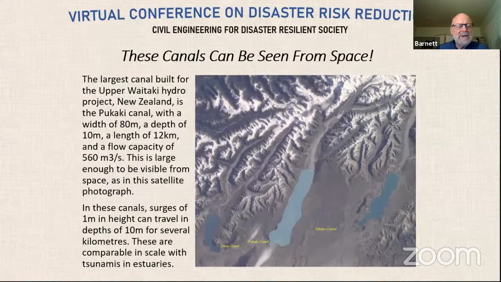In these canals, surges of 1 meter in height can travel in depths of 10 meters for several kilometers. And these are comparable in scale with tsunamis in estuaries.